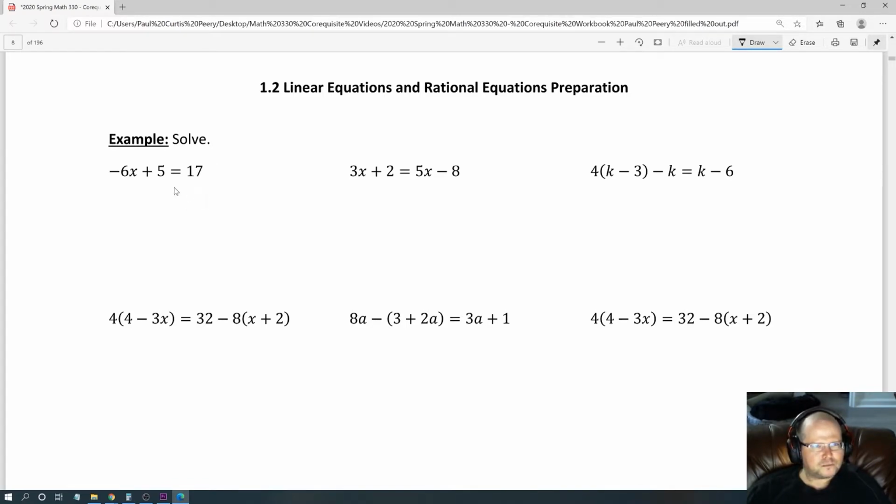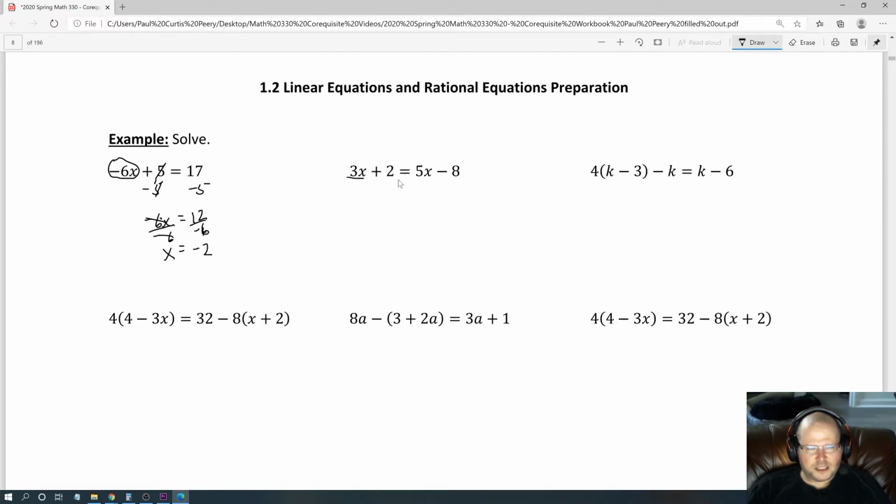Okay, so we want to first get this negative 6x by itself. So we get it by itself by undoing the addition of 5 by subtracting by 5. Whatever we do from one side, we do to the other. That leaves me negative 6x is equal to 17 minus 5, which is 12. Then we undo the multiplication by negative 6 by dividing by negative 6. Whatever we do to one side, we do to the other. Give me x is equal to negative 2.